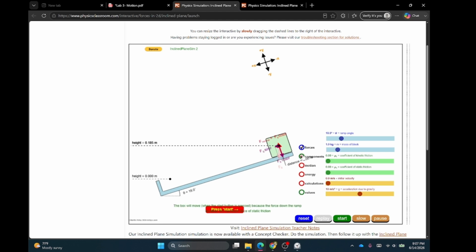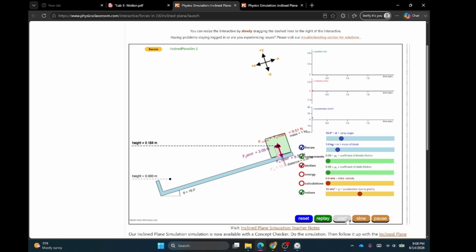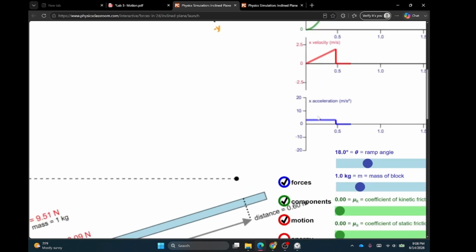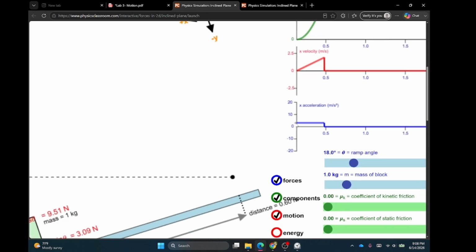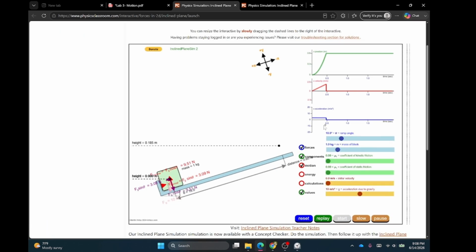You can show forces, components, values, and motion, and then you will start the simulation. You will approximate your acceleration here. Previously it was around the center, so we said acceleration along the plane was 5. Now if you look at here, this is from 0 to 10, so it's around, I will say, 3 meters per second squared. So you will make an approximation from here.